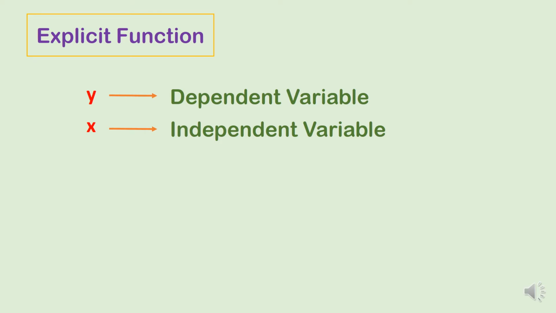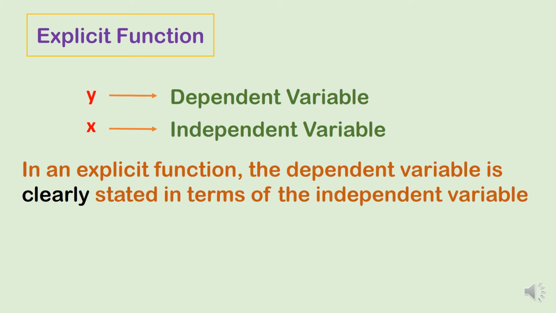Now, in an explicit function, the dependent variable is clearly stated in terms of the independent variable. We usually write it as y is equal to f(x). For example, y is equal to x square minus 2x. Here we know the clear relation between x and y. If somebody asked us to find the derivative of such a function, we can easily find it, isn't it?